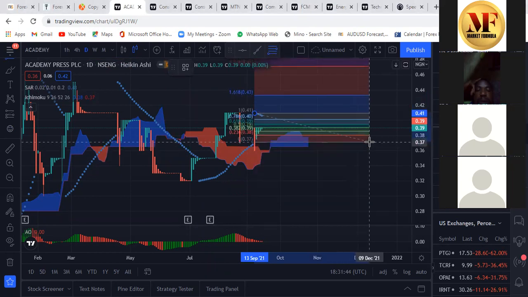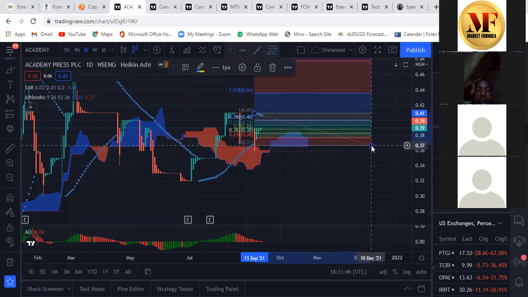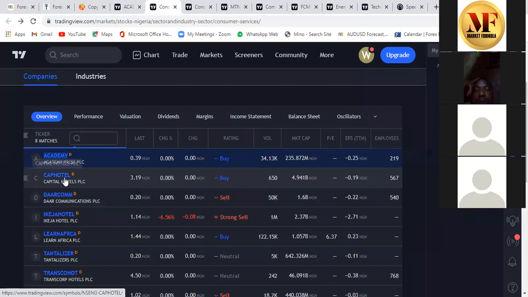So currently, we are here. If this thing is going up, we get it around this level, it's good. Any price around this level. In fact, around this green is good. If you get it closer to this place, it's better. Then you hope that it gets to 44 kobo and higher. Let me go and check another one. This is Park Hotel.